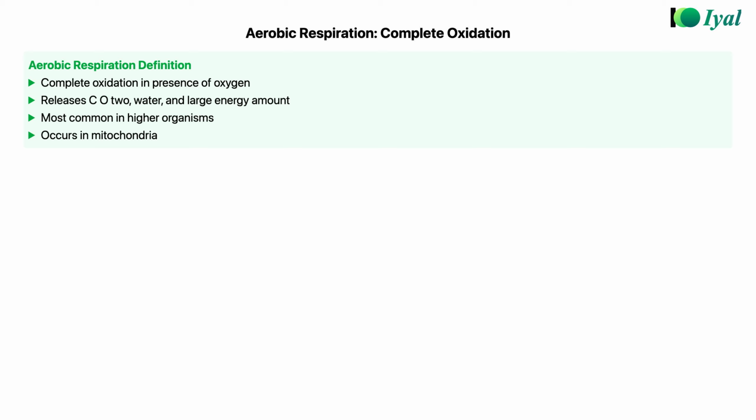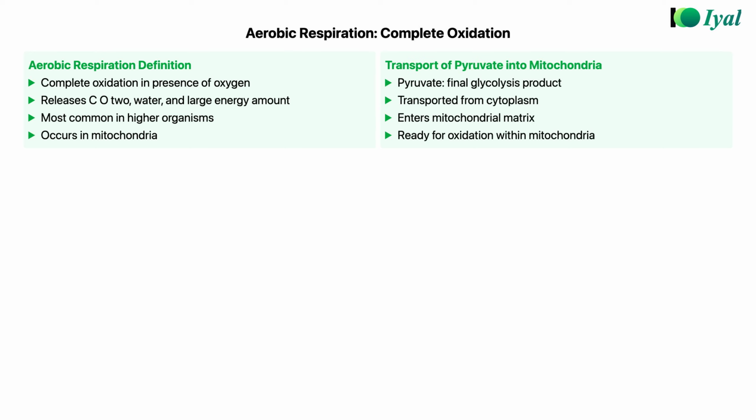Aerobic respiration is most common in all higher organisms. All of us primarily do aerobic respiration, and it happens in the mitochondria, the powerhouse of the cell. So pyruvate, which is made in the cytoplasm from glycolysis, now must enter the mitochondria. It crosses the mitochondrial membrane and enters the matrix, that is the inner chamber of mitochondria. Once inside, it is ready for the next stage of aerobic respiration.